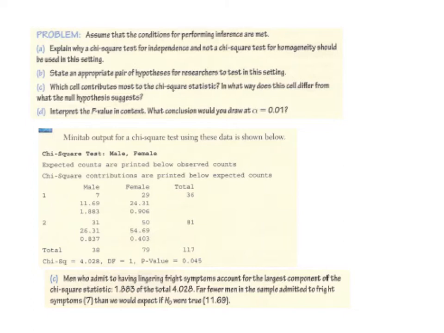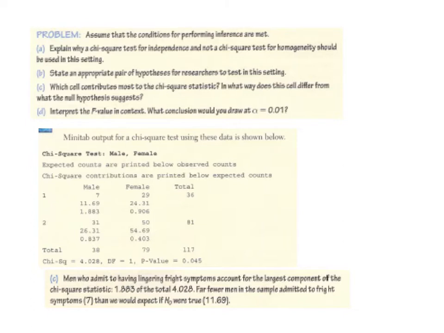So part C wants to know which cells are contributing the most to the chi-square statistic and in what ways these cells differ from what the null hypothesis suggests. So if we look here, we've got the men who admit to having lingering fright symptoms account for the largest component of our chi-square statistic. As we're looking at it, these are in the Minitab data, right? We have our observed.